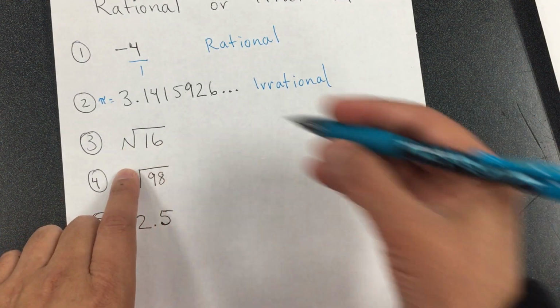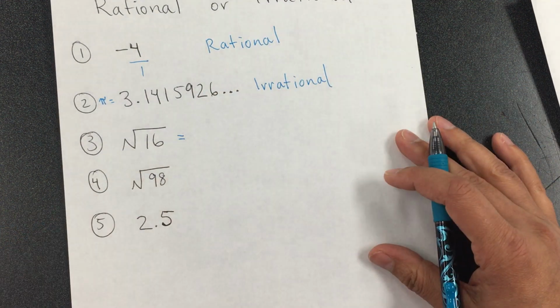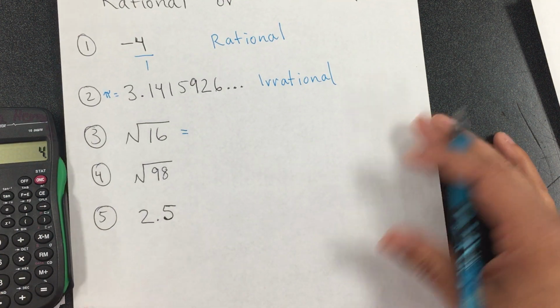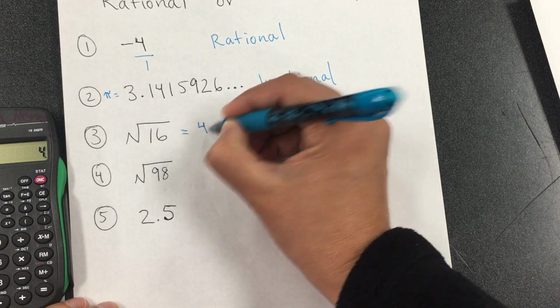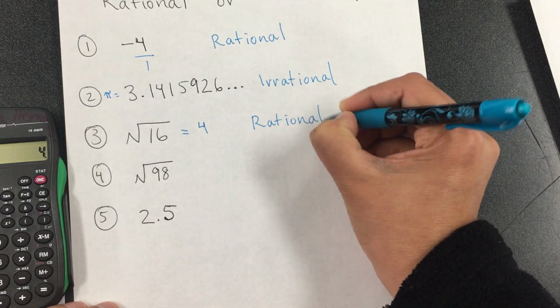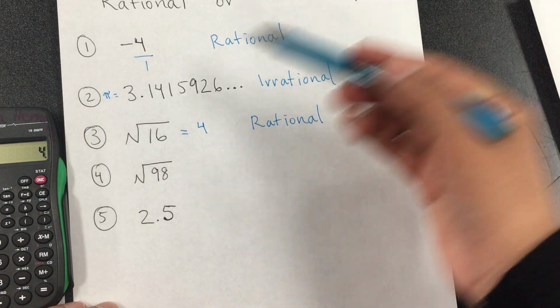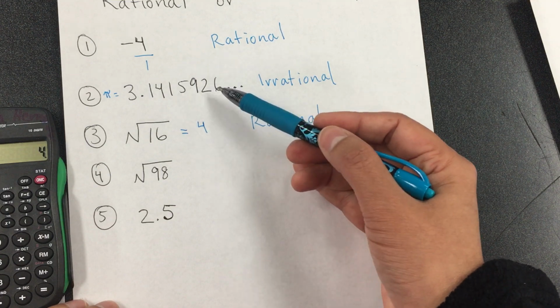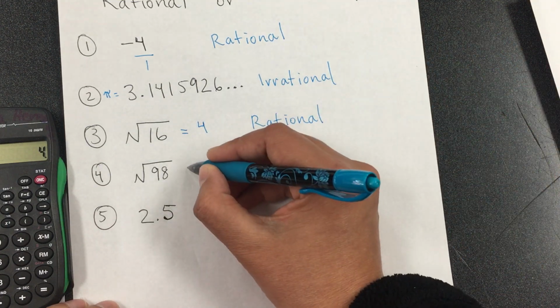Square root of 16, you can use your calculator or do prime factorization if you would like, or you might know already that the answer is 4, so this is rational. Remember, irrational means only non-repeating and non-terminating decimals, okay?